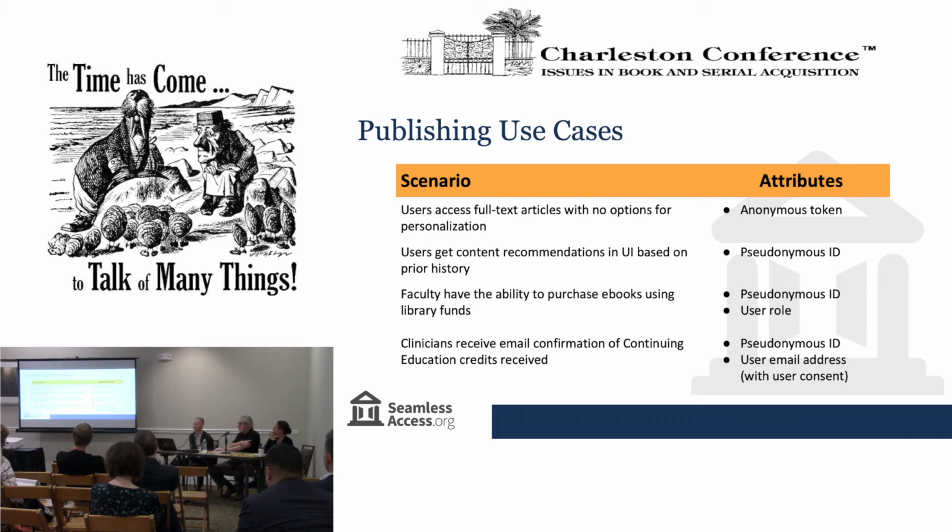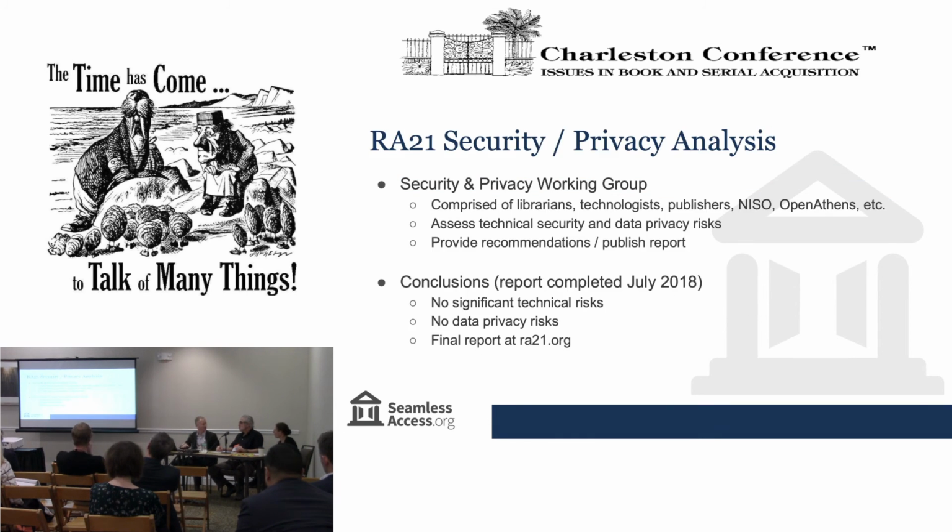And the last example is clinicians who are earning continuing education credits. They need to receive an email which provides documentation for credit they've got. In that case, it could be a pseudonymous ID plus a user consent to pass over their email strictly for the purposes of sending them the credit information. So these are some examples of how you can configure these attributes in practice, and that is up to you.